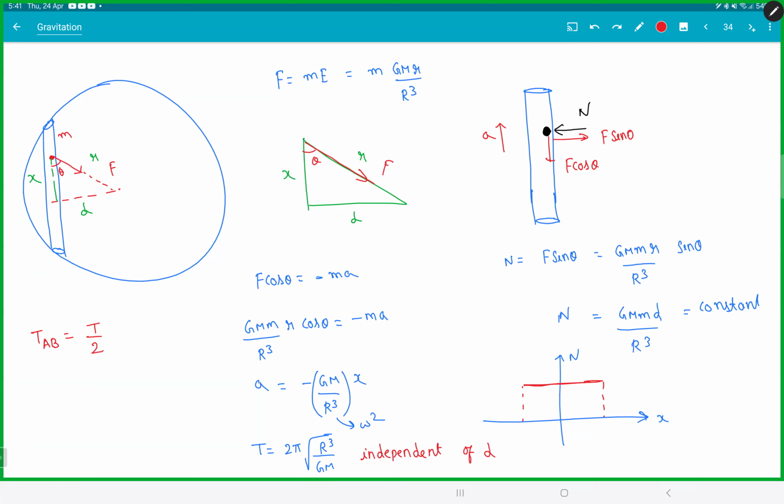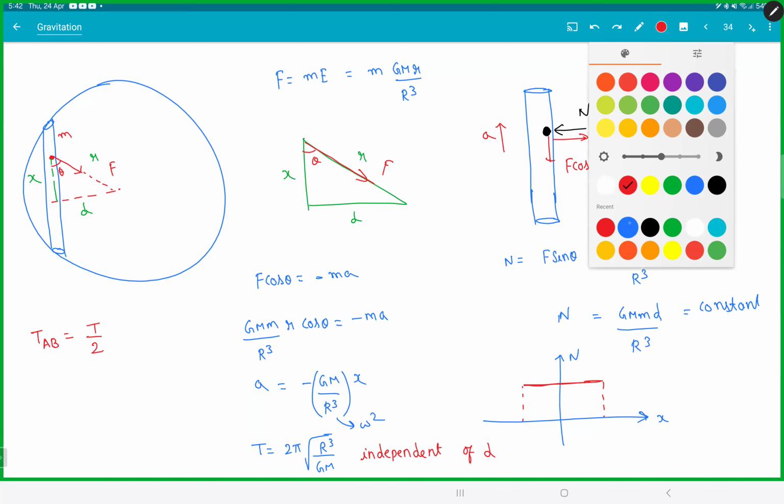Clear with this? This is an SHM there. Any doubts on this? All clear with this? Soham, Parth? So just focus on understanding and solving the questions. Don't worry about writing. You'll get the PDF anyways.